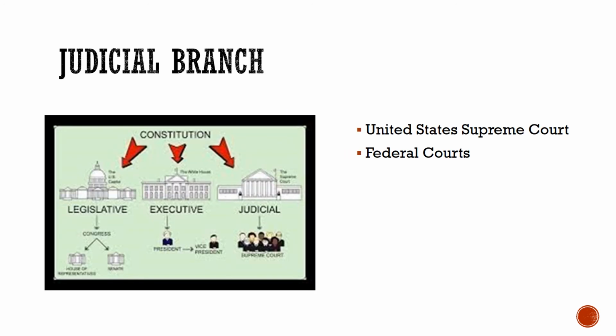Finally, we have the judicial branch. Article 3 of the Constitution is the shortest of the first 3. And it basically says, we're going to have a Supreme Court, we're going to have federal courts that Congress deems necessary, and there'll be a Chief Justice of the Supreme Court. We're going to get into later kind of what is the job of the Supreme Court in terms of balancing the power within the national government.